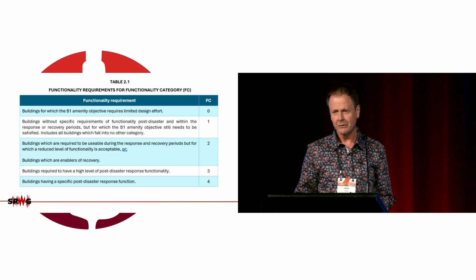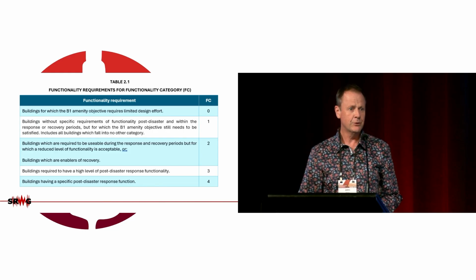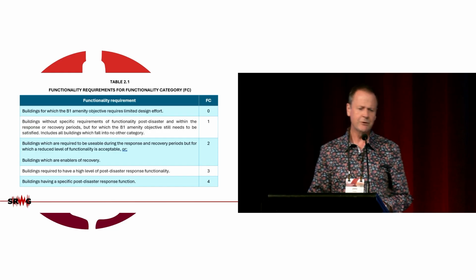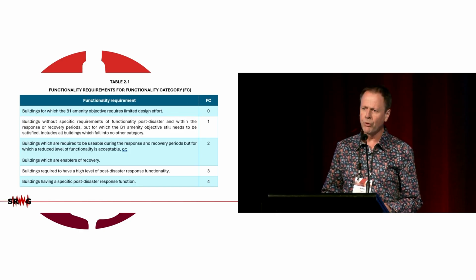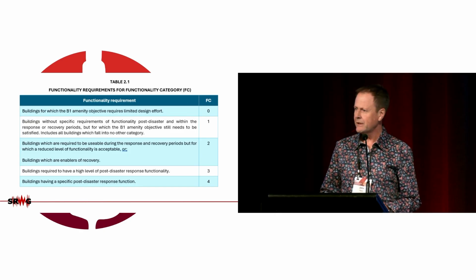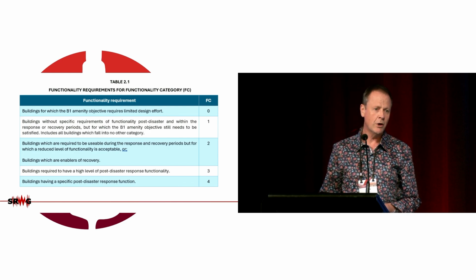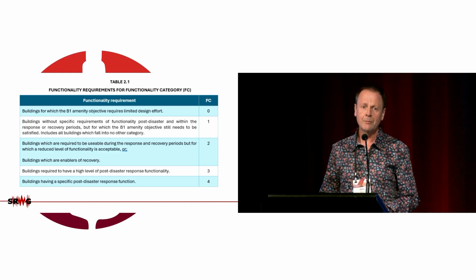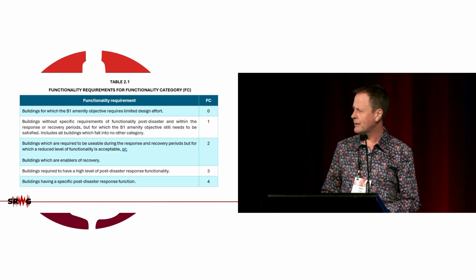But the general principle is that we have different levels of functionality category related to the requirements, as I say, for what the building needs to be able to do in the response and recovery phase, going all the way from F0, which is essentially buildings which don't have any particular requirement. That might be your, dare I say it, the farm sheds, the hay barns.